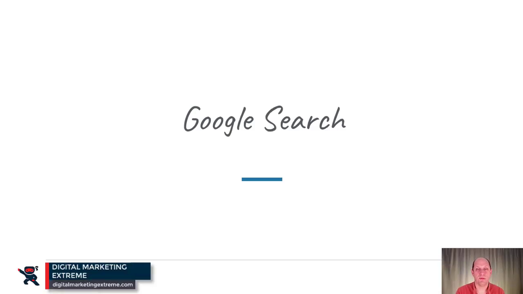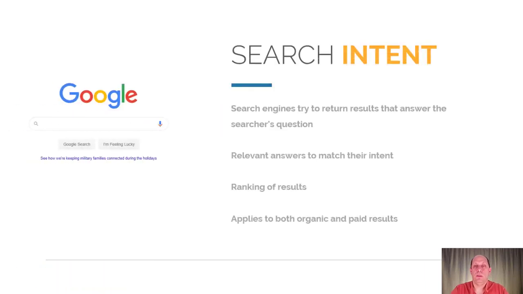So let's look at one of the first ad platforms, which is Google Search. The first thing to be aware of within Google Search is actually more about the intent of the search engine itself. Google is really trying to bring results that match the intent of what the person is querying or searching for. So they try to present relevant answers to match that intent. They then rank those answers based on what they think will be most interesting to the person doing the search. And so the search intent applies both to the organic results, but also the paid results.